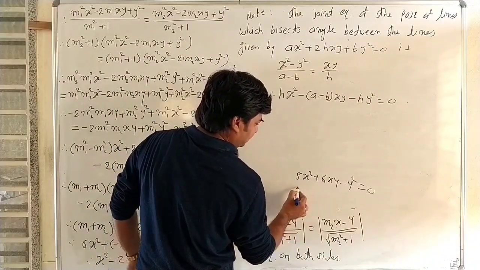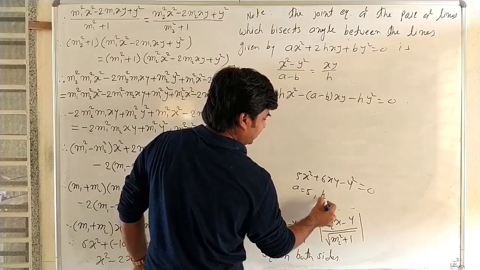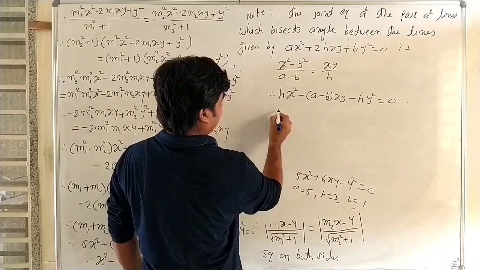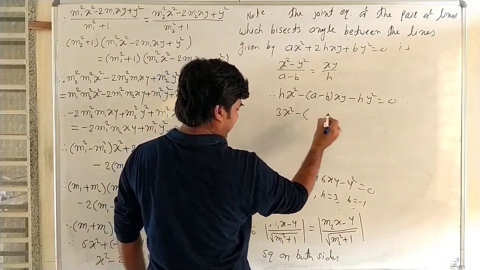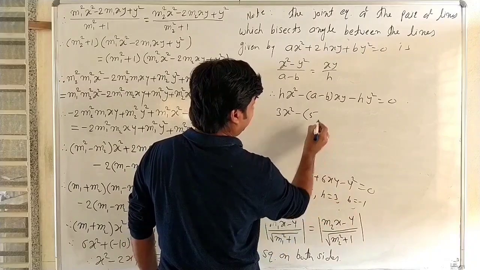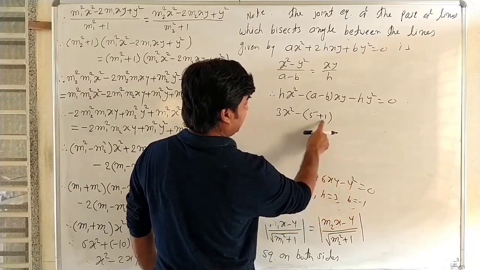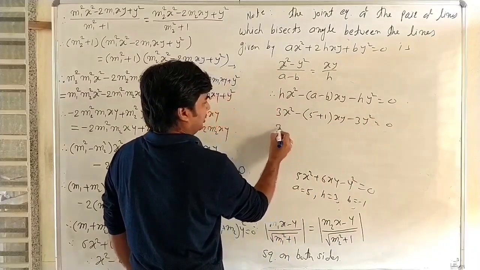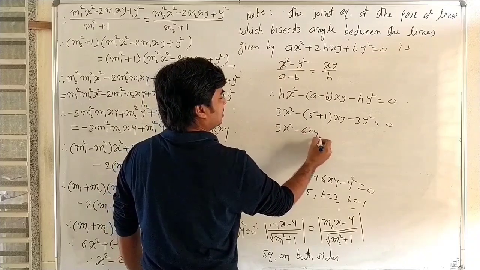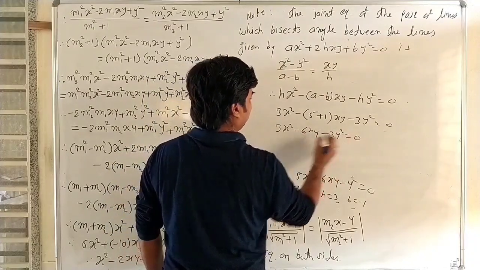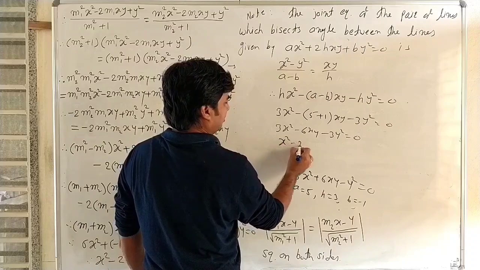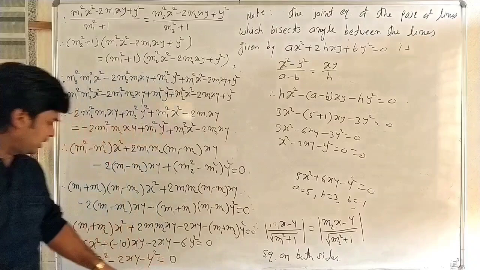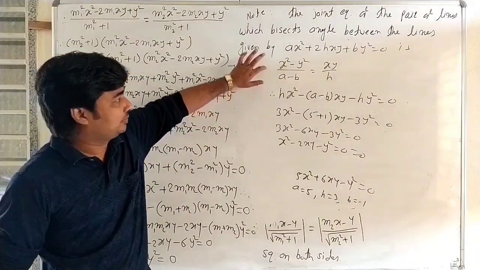Now here a is equal to 5, h is equal to 3 and b is equal to minus 1, therefore 3x square minus (5 minus 1, a plus 1) xy and minus 3y square equal to 0. Therefore 3x square minus 6xy minus 3y square equal to 0 and then it is x square minus 2xy minus y square equal to 0. It is the equation, it is a shortcut. Note this.